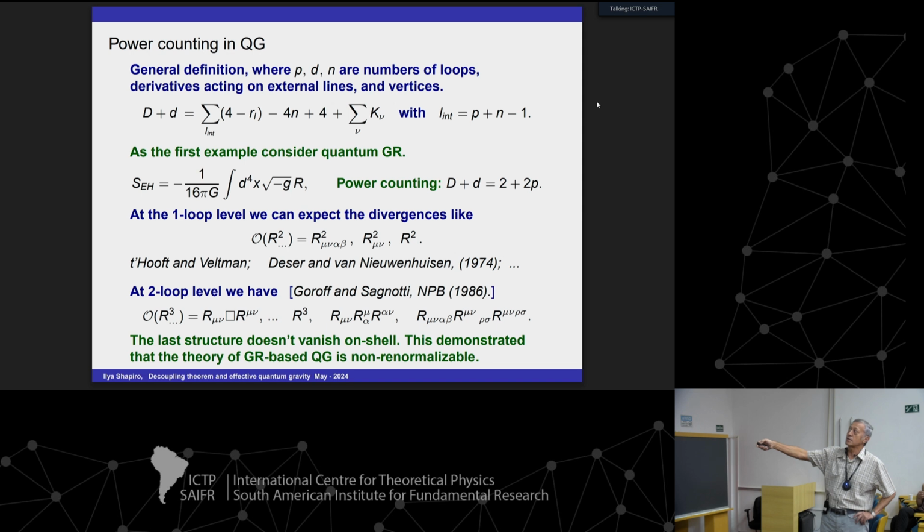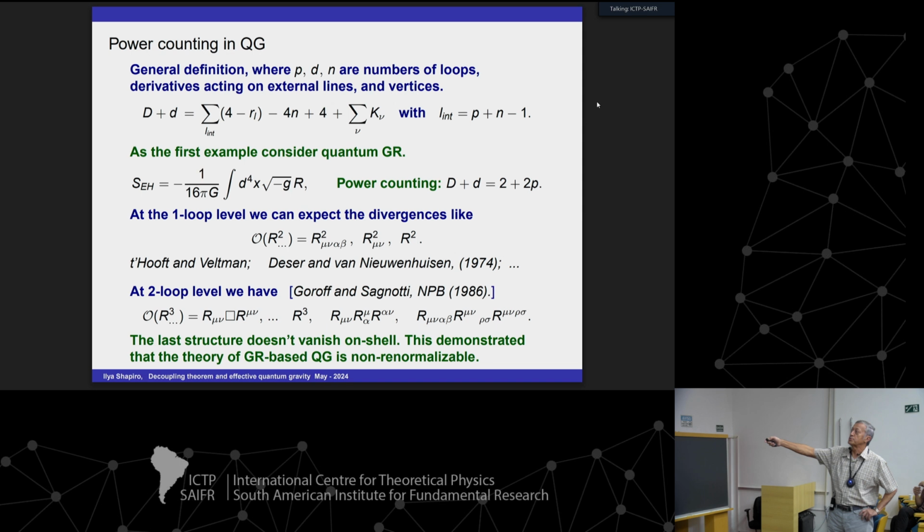We start with the Einstein-Hilbert action, and then combining these two formulas, it's an easy exercise to get this relation. Remember, capital D is 0 for logarithmic divergences. So the number of derivatives in the external lines of the diagram, which correspond to covariant counterterms, is this. So at one loop, when P is equal to 1, you have 4 derivatives. It means that you have these 3 terms in the counterterms. And this was actually found by 't Hooft, Veltman, and one by Deser and van Nieuwenhuizen in 1974.